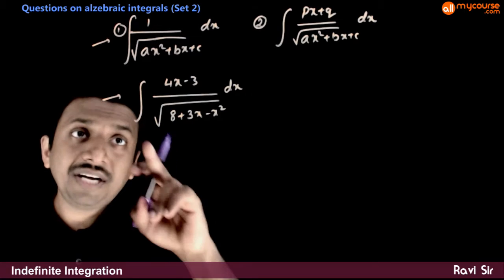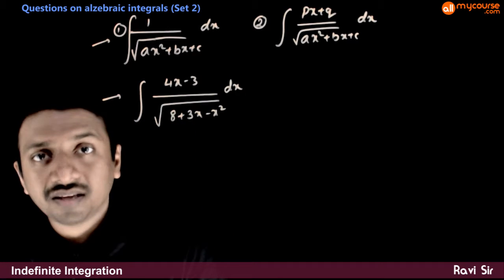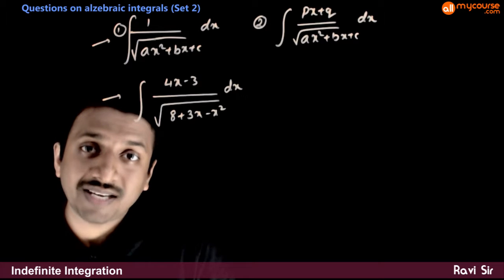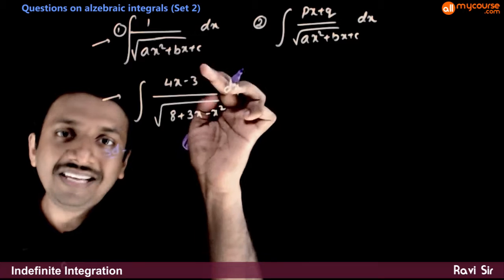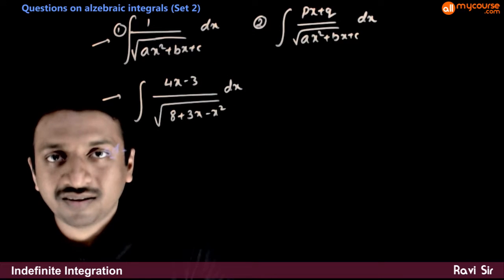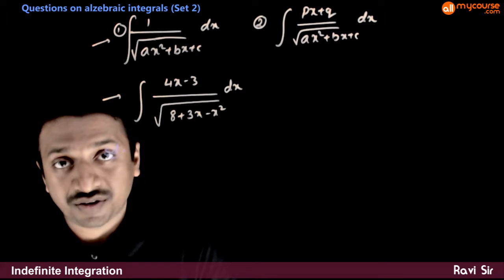Next, let us say that you need to integrate (4x minus 3) by root of (8 plus 3x minus x squared). So these are of the form linear by root of quadratic. Here again the method is very straightforward.